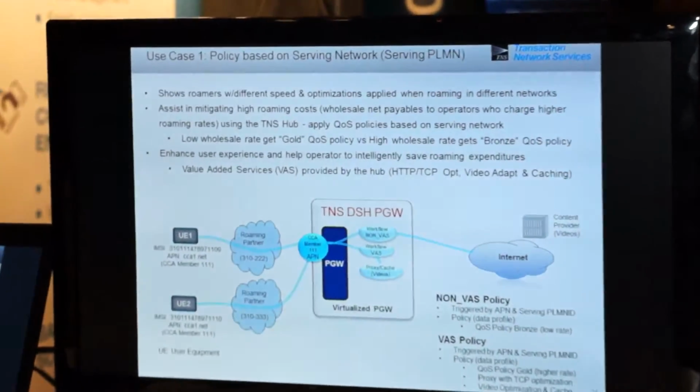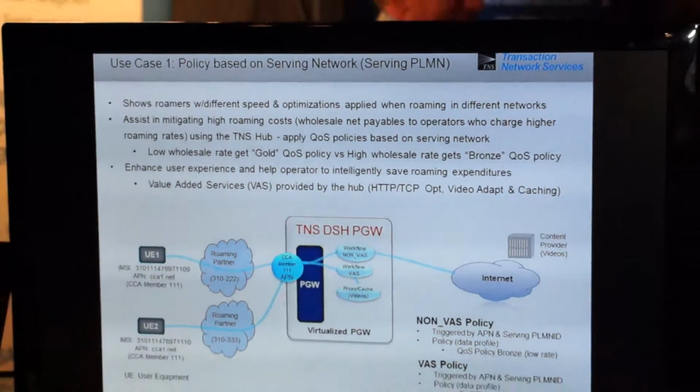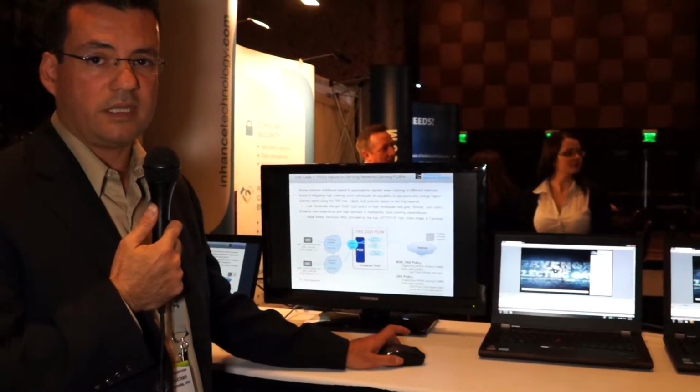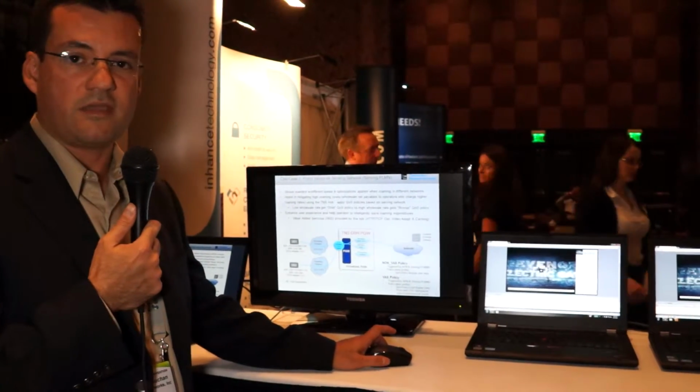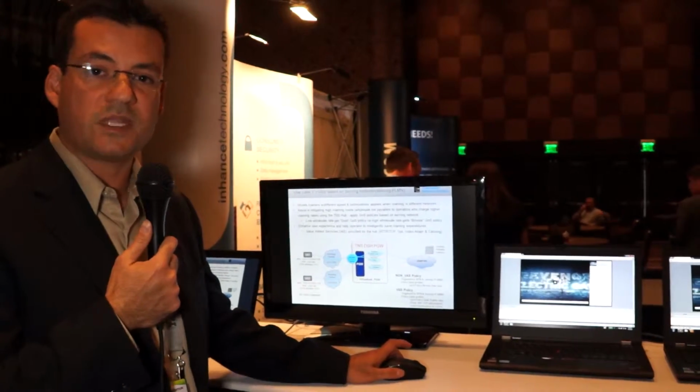So what we have in this particular demo is a couple of users representing one user getting optimization features, the other one doesn't get any optimization, and also gets a rate limit no more than, say, 5 megabits per second maximum based on the wholesale rates offered by the serving network.